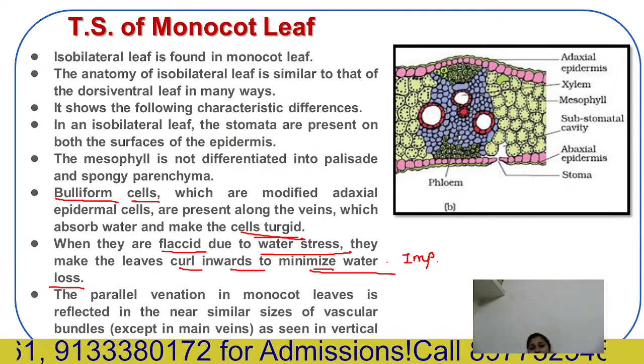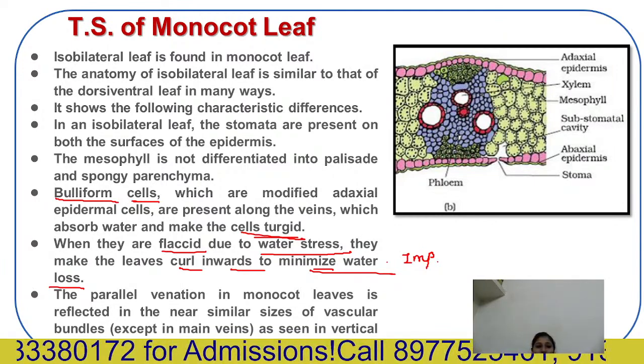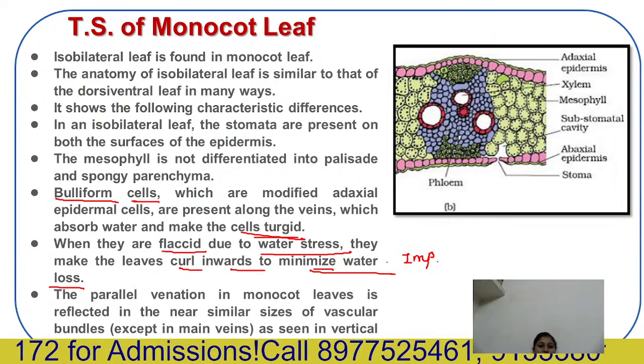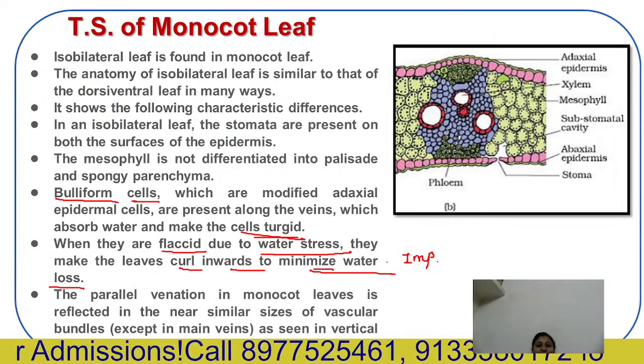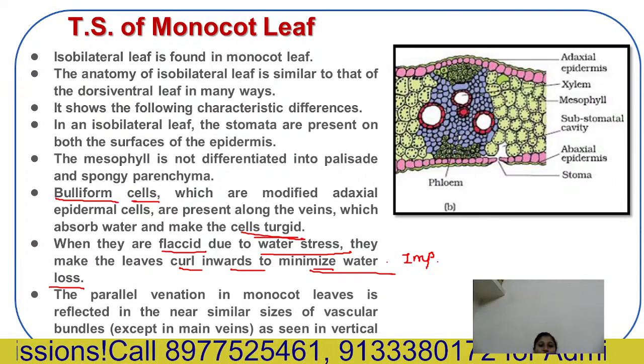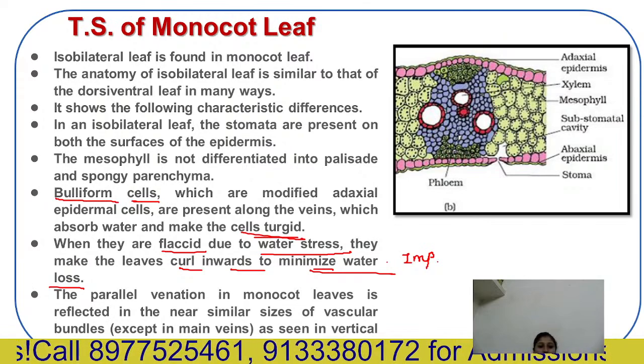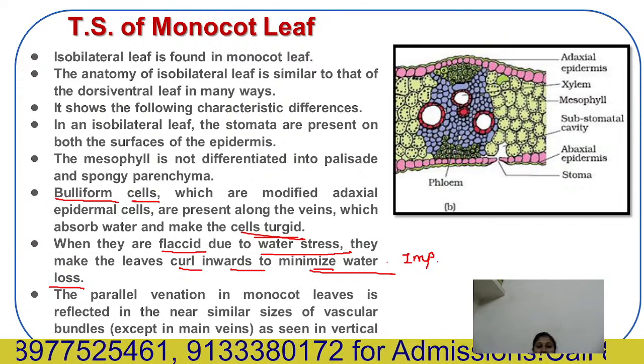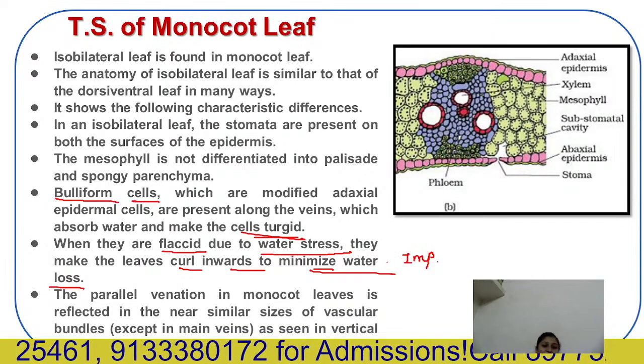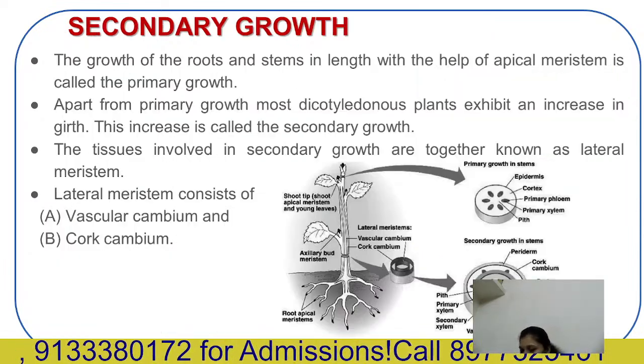Then parallel venation in monocot leaves is reflected in the near similar size of the vascular bundles as seen in the vertical section of the leaf. So except in the main veins, they have nearly similar size of vascular bundles.